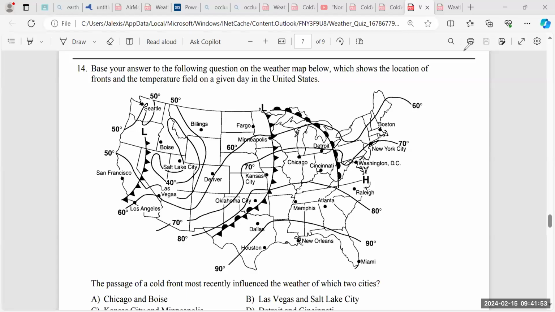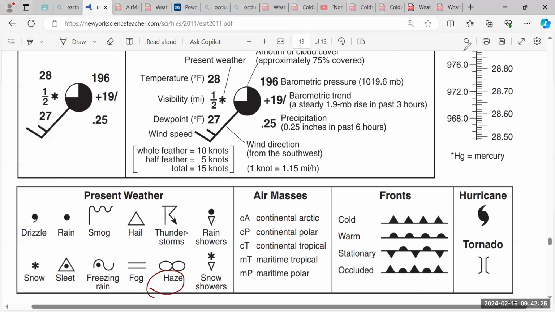All right, everybody, let's go to question number 14. Base your answers to the following questions on the weather map below, which shows the locations of fronts and the temperature field on a given day in the United States. It says the passage of a cold front most recently influenced the weather of which two cities? So when we're looking for a cold front, I need to know the symbols. What page am I going to look at, everybody? I'm looking at page 13 of the reference tables.